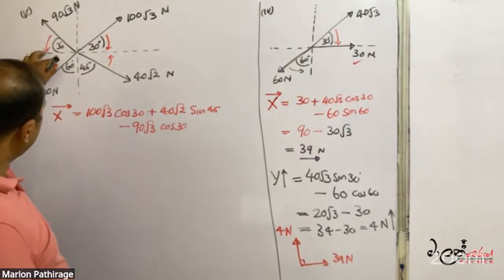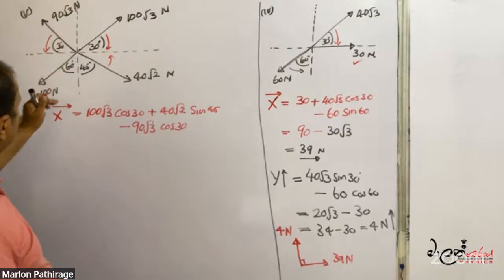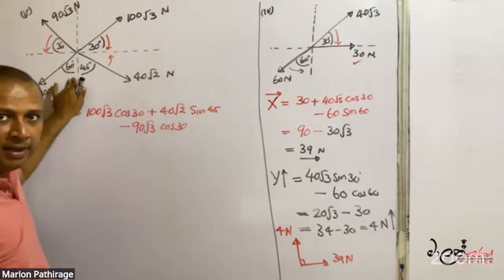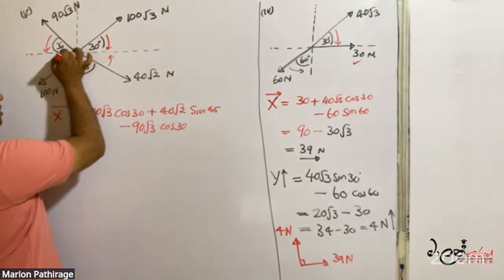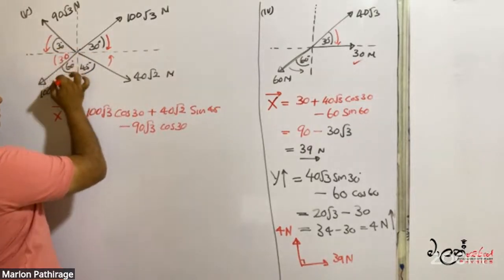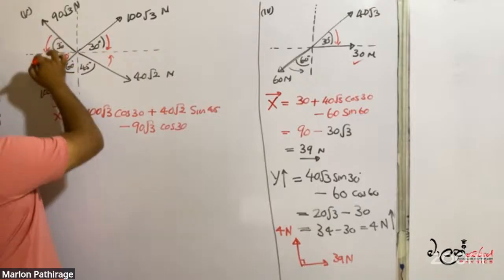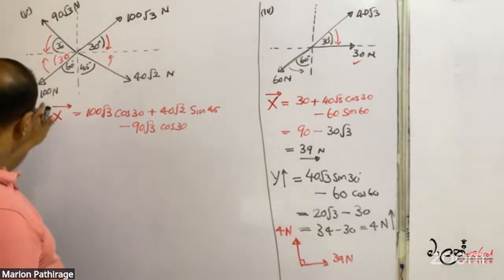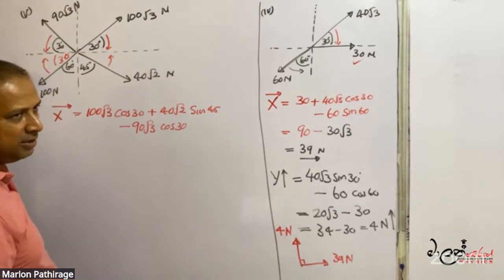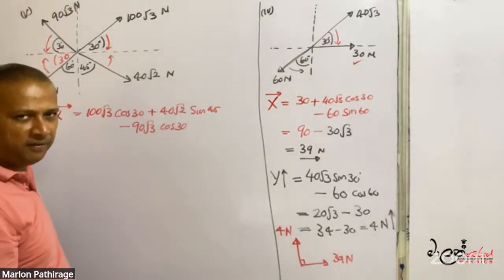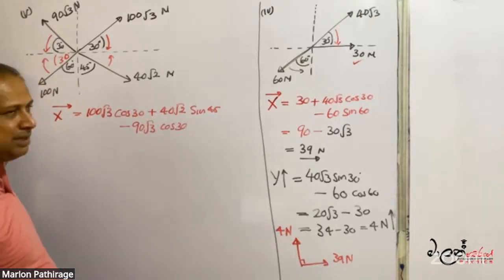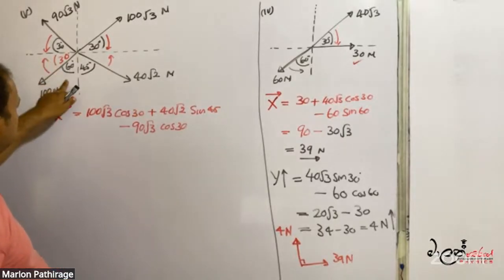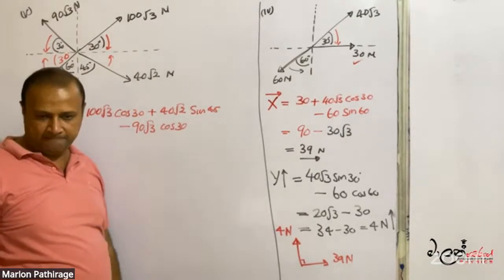Now, you can take this angle as 30 or the other angle as sin. If you resolve this one into this side, it will be 100 Newton cos 30. Cos 30 is equal to sin 60; both are the same. So whether we say cos 30 or sin 60, it is the same.